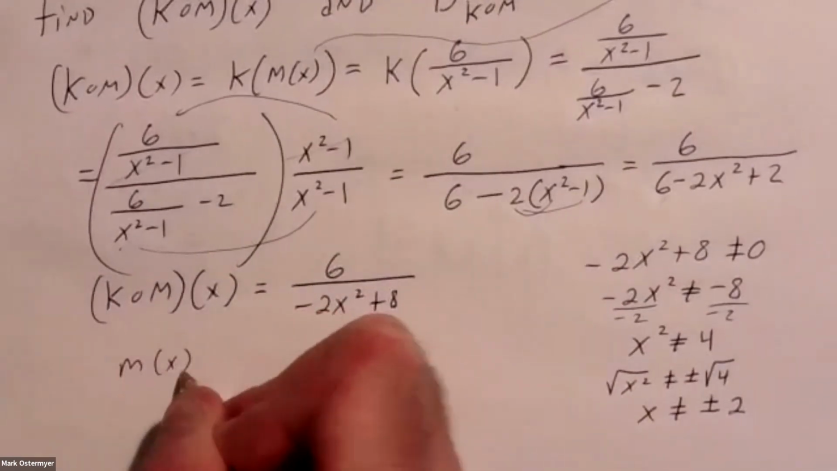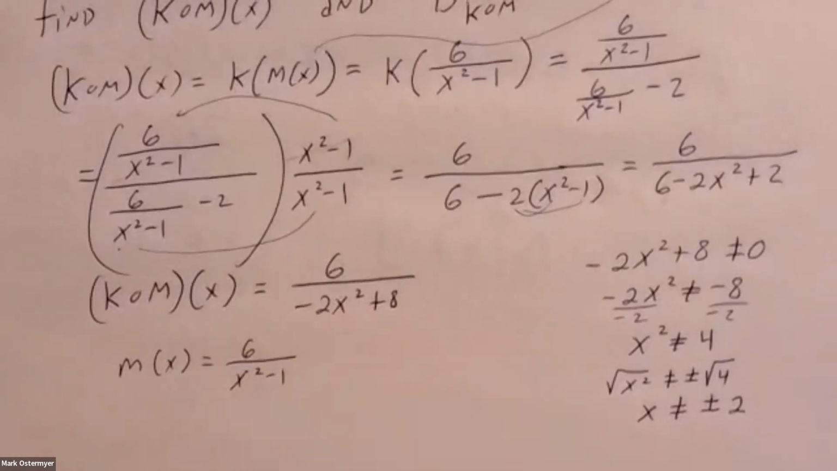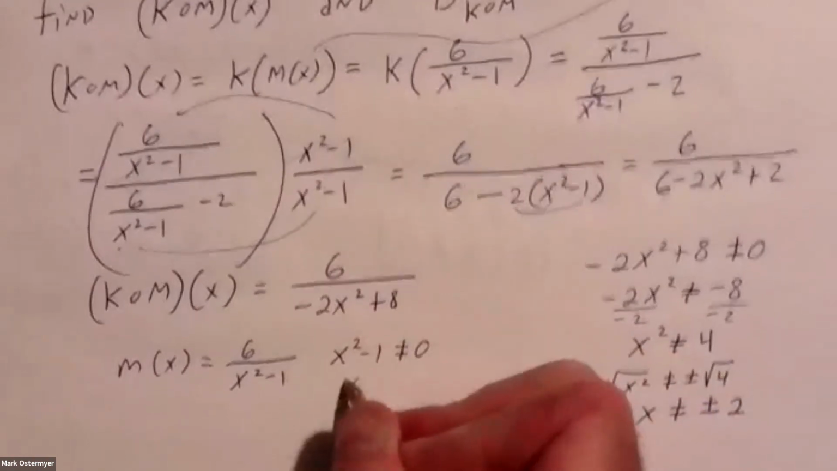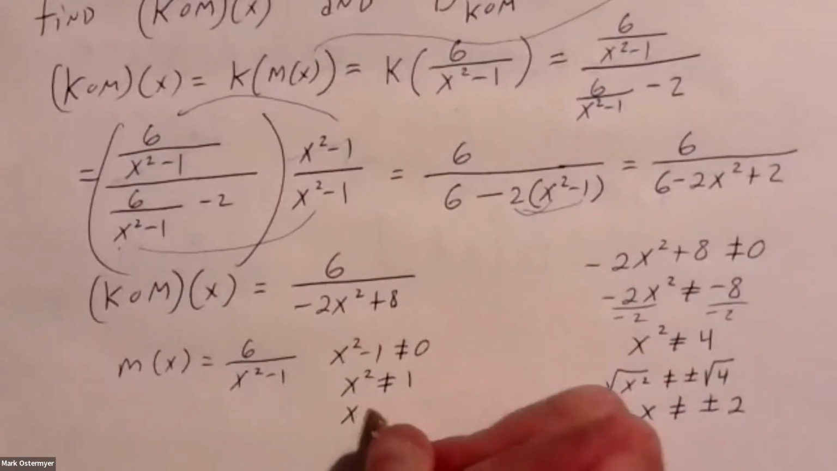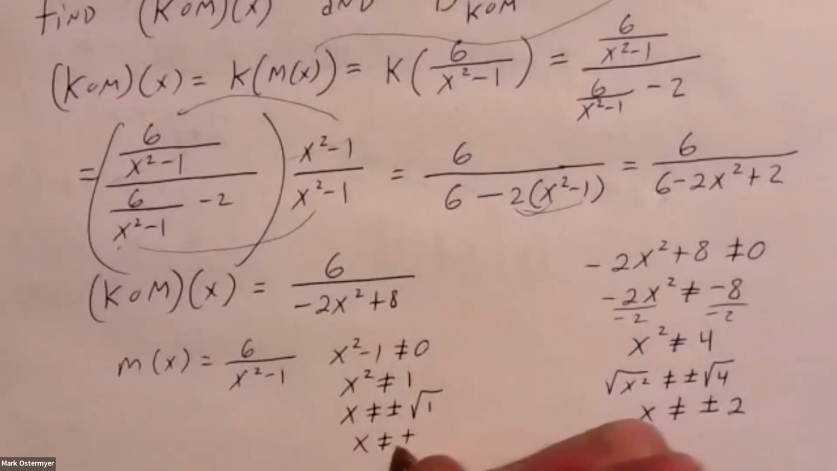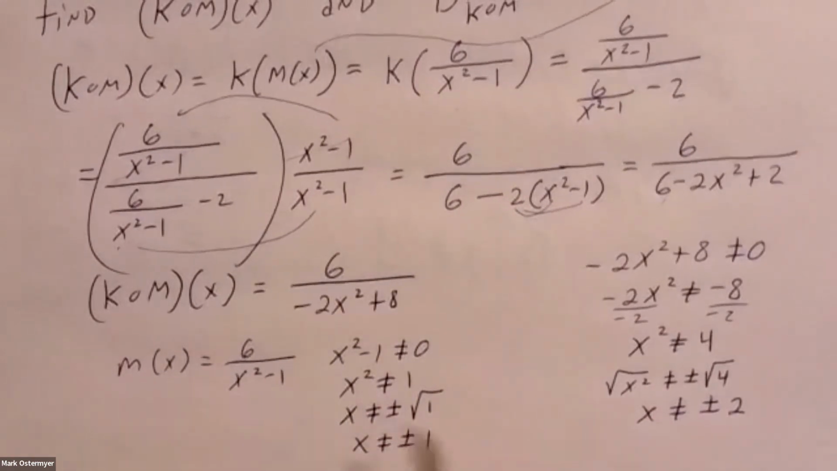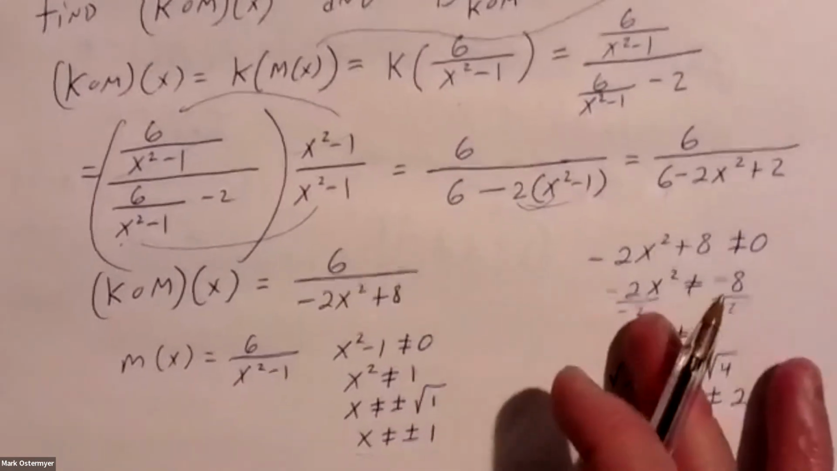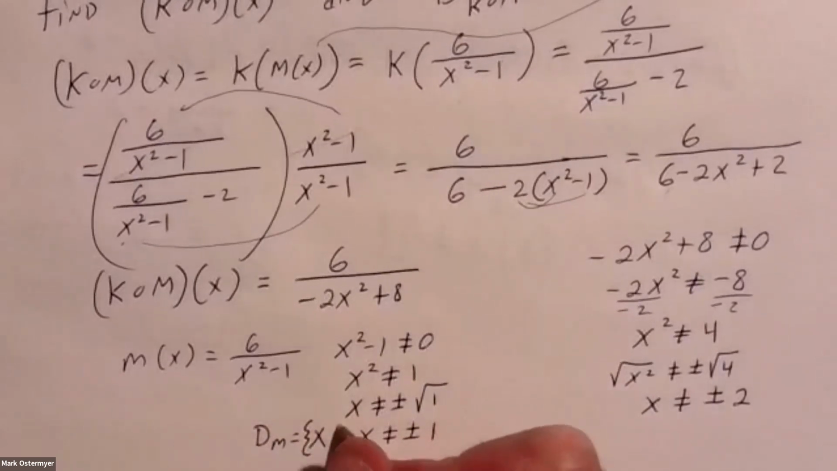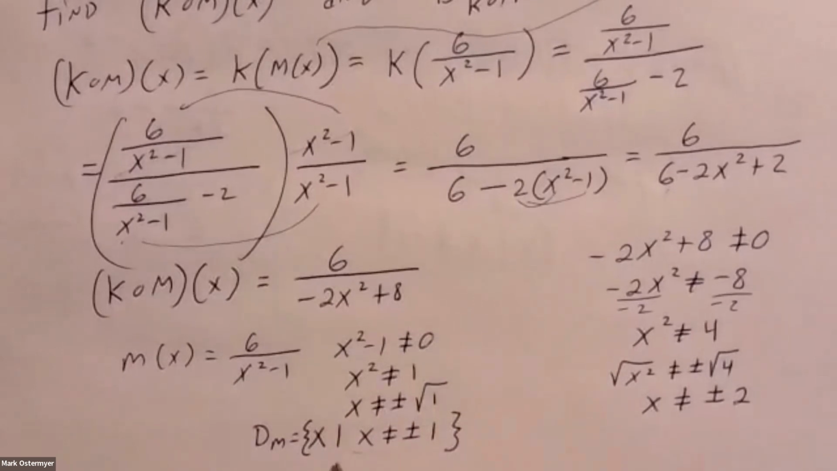Since m of x is equal to 6 over x squared minus 1, we have to make sure that this denominator x squared minus 1 is never equal to 0, which means x squared can never be equal to 1, which means x can never be equal to positive or negative the square root of 1, or x can never be equal to positive or negative 1, correct? So the domain of function m must exclude positive and negative 1. So the domain of function m is the set of all real numbers x such that x cannot be equal to positive or negative 1, using set builder notation to denote the domain of function m here.